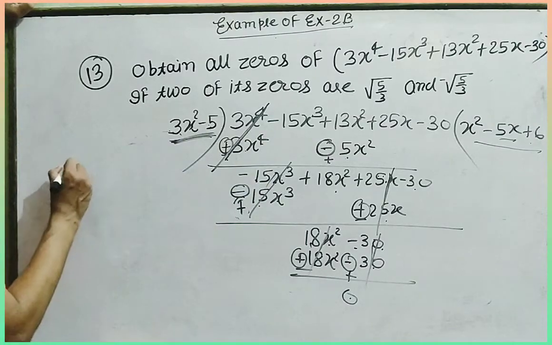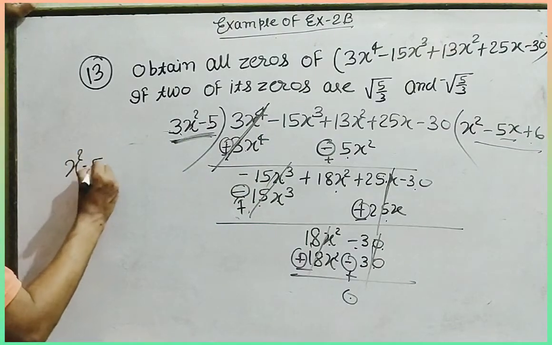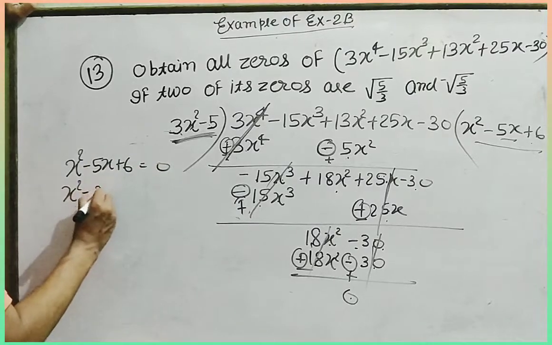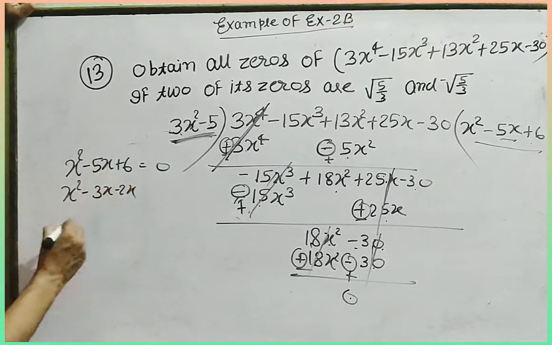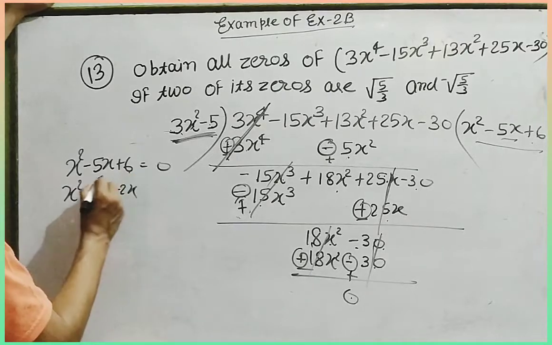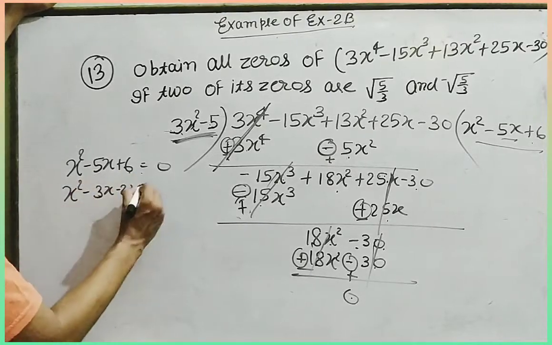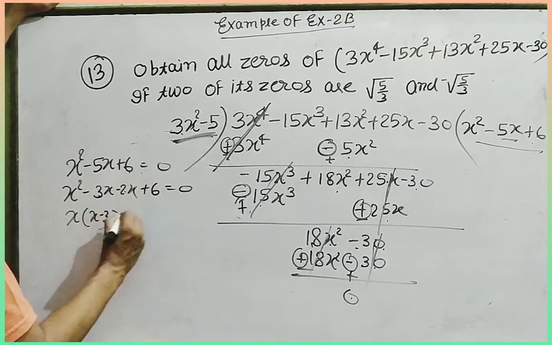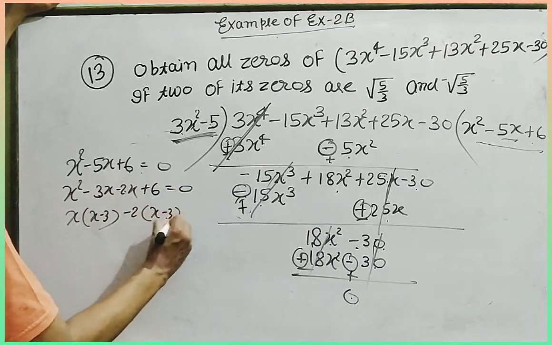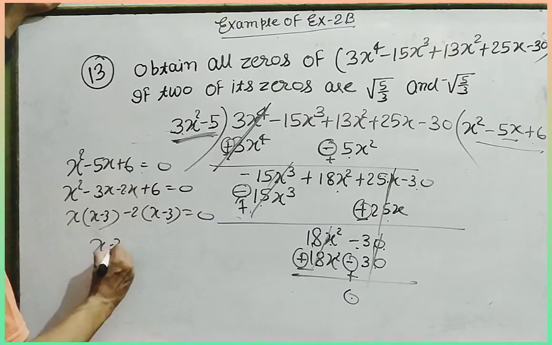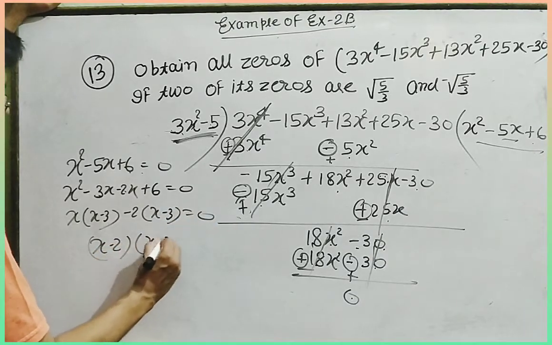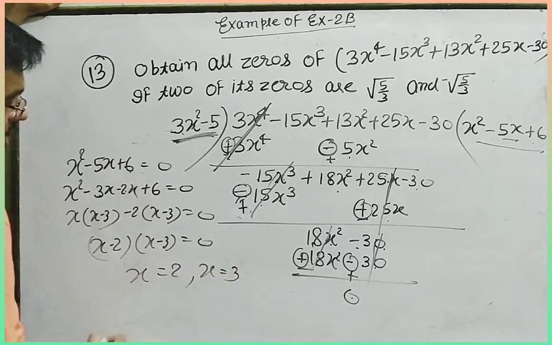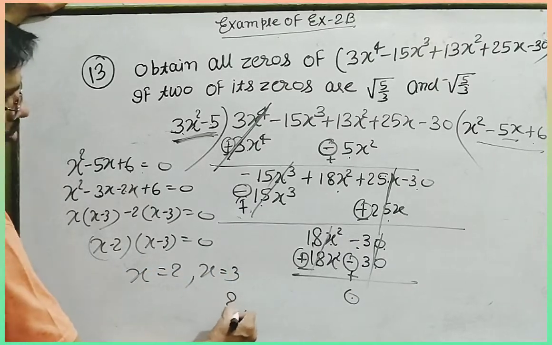The other zeros. Then it is x square minus 5x plus 6 is equal to 0. Factorize it. You get x square minus 3x minus 2x plus 6 is equal to 0 by middle split. 6 is 3 times 2 and 3 plus 2 is 5. Take x common. Then it is x minus 3, minus 2 common, then x minus 3 is equal to 0. Hence, x minus 2 and x minus 3 is equal to 0. So, x is equal to 2 and x is equal to 3. So, zeros are 2 and 3.